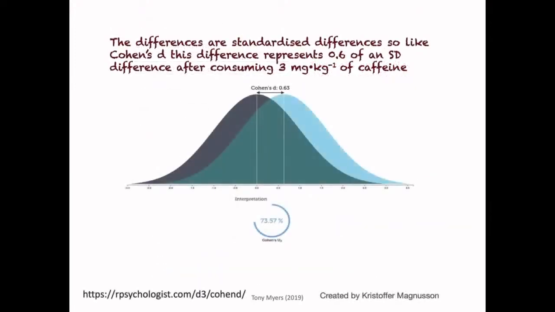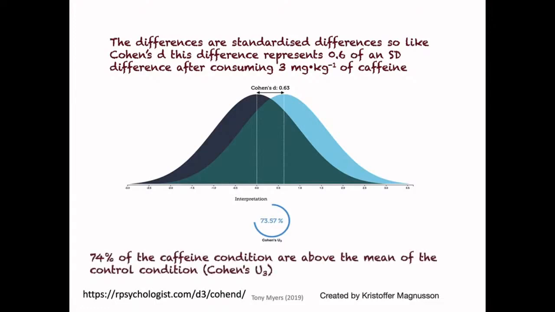Look at what that looks like visually. I really would suggest that website, it's really excellent. It also provides a range of other simulations, and you can move the scale and have a look at what different Cohen's d's look like, what different standardized differences look like. At this particular point, I've just moved the scale to 0.63. It also gives some other interpretations. One useful one is the Cohen's U3, which tells us that this size of difference in standard deviations means that 74% of the caffeine condition are above the mean of the control condition. So it gives us a common sense interpretation of that standardized difference.